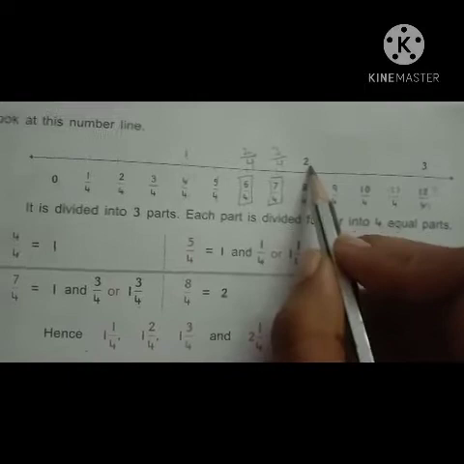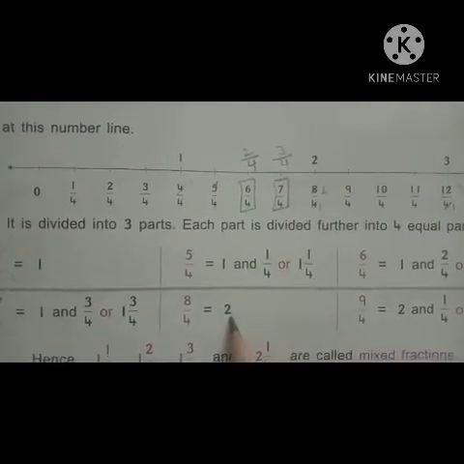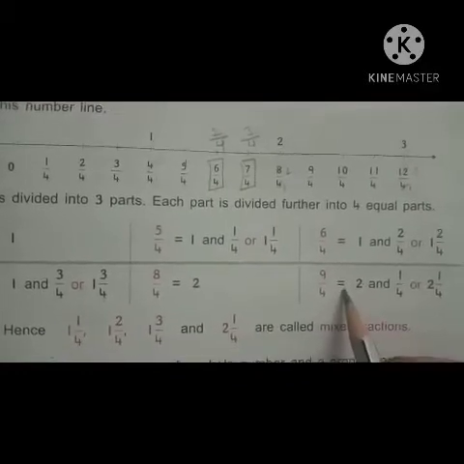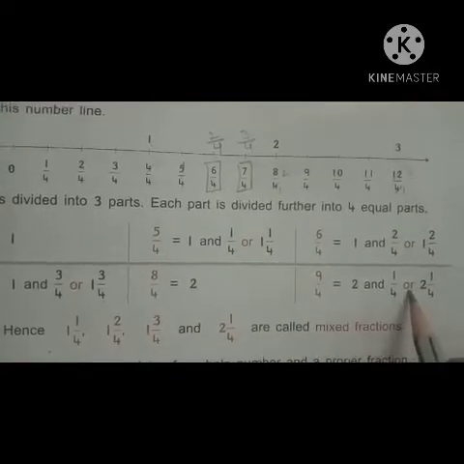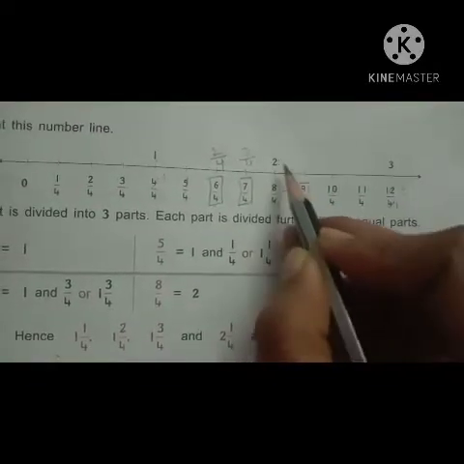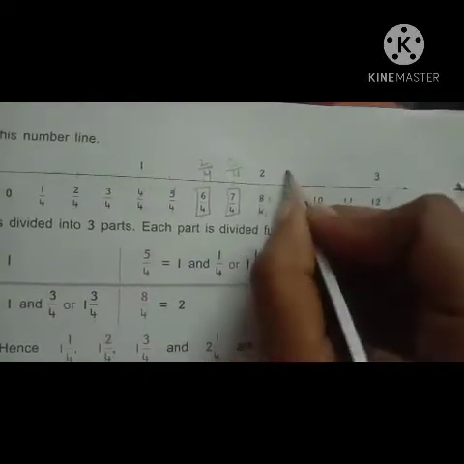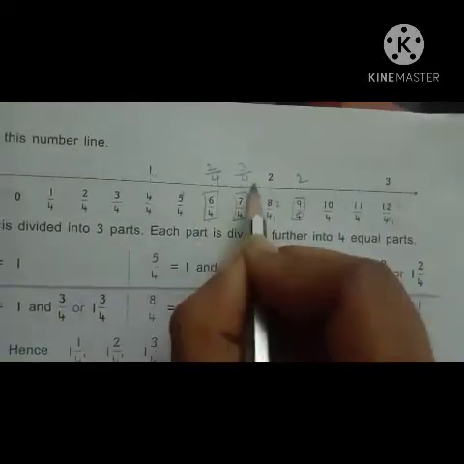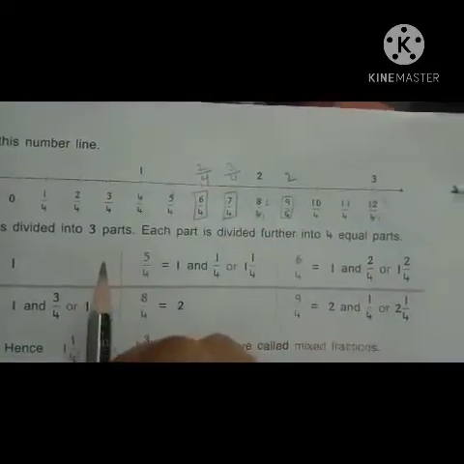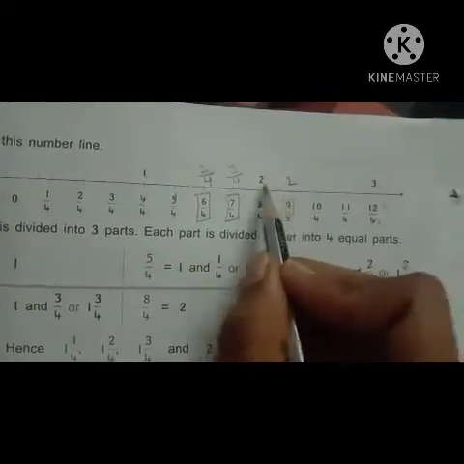Next, see children, 8x4 equals 2. 8x4 means which number is there? Yes, 2 is there, no? Yes, we have to write here 2. 9x4 equals 2 and 1x4, so 2, 1x4. 9x4 means after 2, we have to write which number it belongs to? Yes, 2. After 1, these numbers are 1, 2. Like that we have to write. And again after 2, here also we have to write that this belongs to 2.